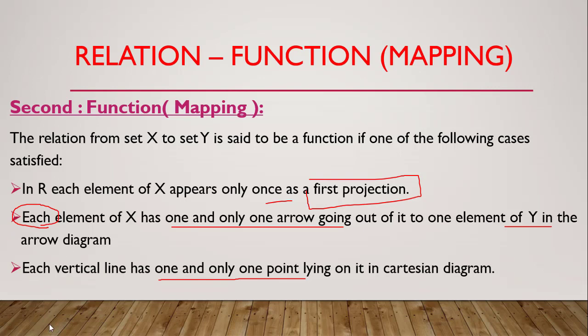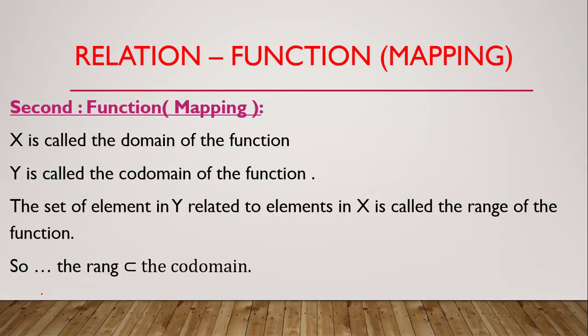Okay, let's clarify this point using examples. But before, I want to say that X, or the first set, is called a domain. The second set is called the codomain, and also we have a range. A range is the elements in Y which are related to elements in X. So the range is a subset of the codomain.